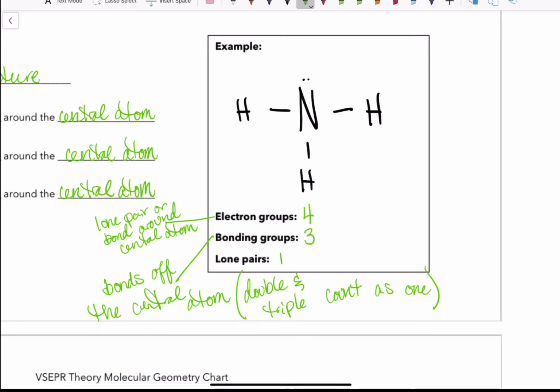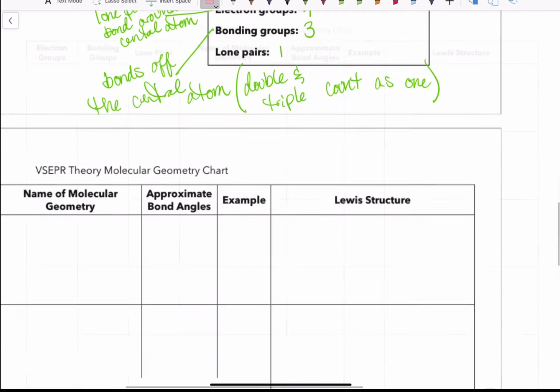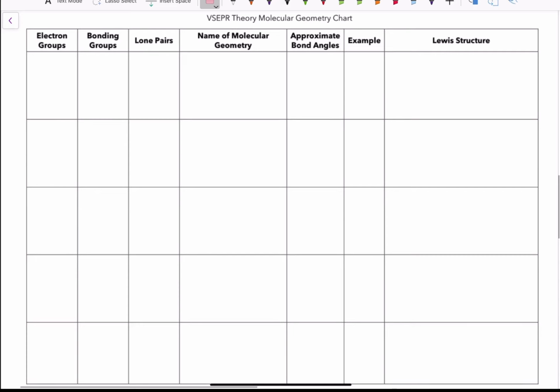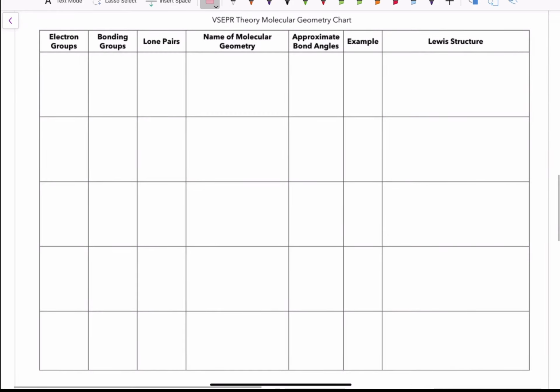Based upon these 3 pieces of information, we can figure out what type of geometry we have, and we then match it to the chart. So let's fill out this chart, and then as we come across NH3, we'll come back to this. So this chart, we have 1, 2, 3, 4, 5 different types of geometries that you have to know. This is not an exhaustive list. There are way more than just these 5, but these 5 are a good understanding of how our molecular shapes look.